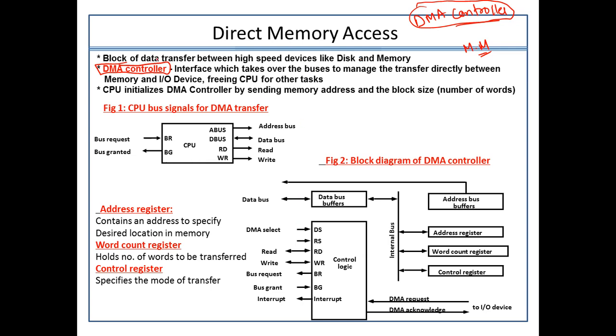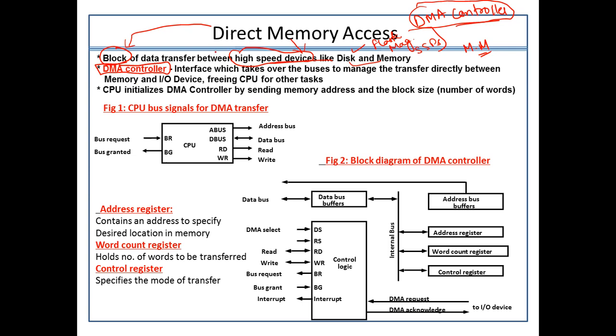Whenever we are talking about DMA, the data is always transferred in the form of blocks. A block of data is transferred between high speed devices and the memory. We can provide DMA access only to devices that have high speed access, like disks. As I said earlier, flash drives, magnetic disks and SSDs are considered faster devices. So only between these and the memory can we allow direct memory access.